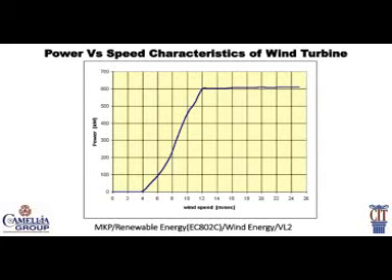On the screen you can see a graph showing the power versus speed characteristics of a wind turbine. The power curve of a wind turbine is a graph that indicates how large the electrical power output will be for the turbine at different wind speeds. The graph shows a power curve for a typical Danish 600 kilowatt wind turbine.